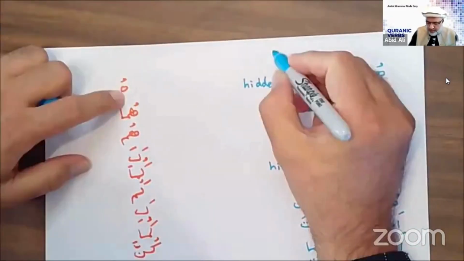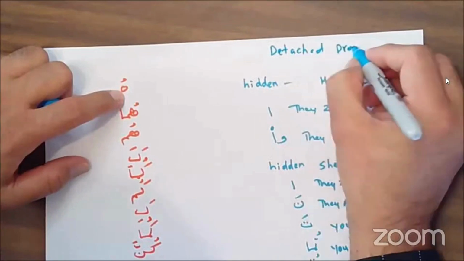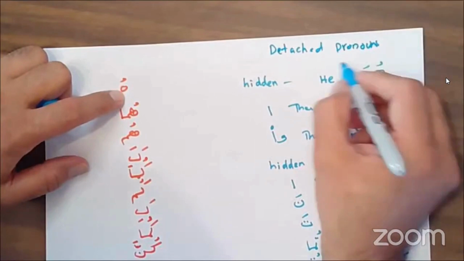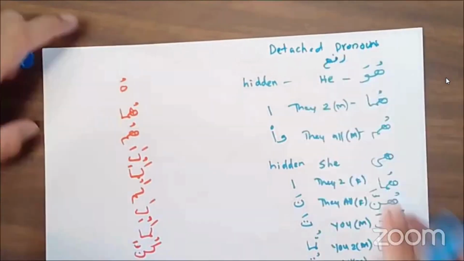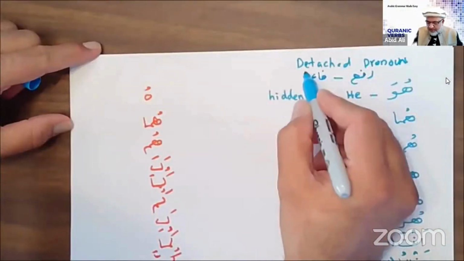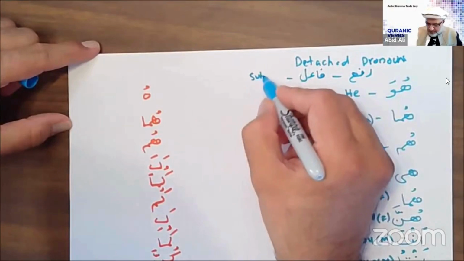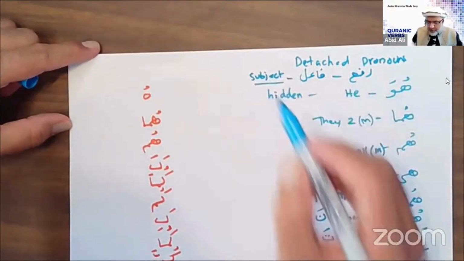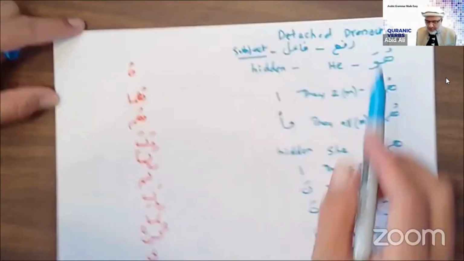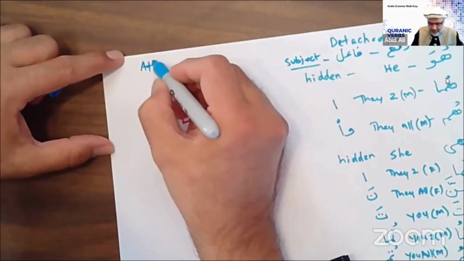These are called detached. So what is so special about detached pronouns is that these are rafa. And when we are dealing with verbs, we are marfu. Rafa means fa'il, yes, the subject. So this is the important part: why do we need to understand these? When we are looking for a fa'il, we are looking for the detached pronouns. On the other hand, I have the attached pronouns.